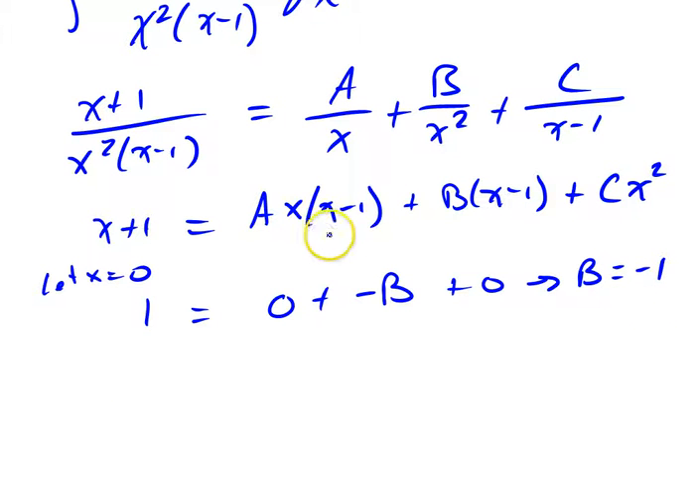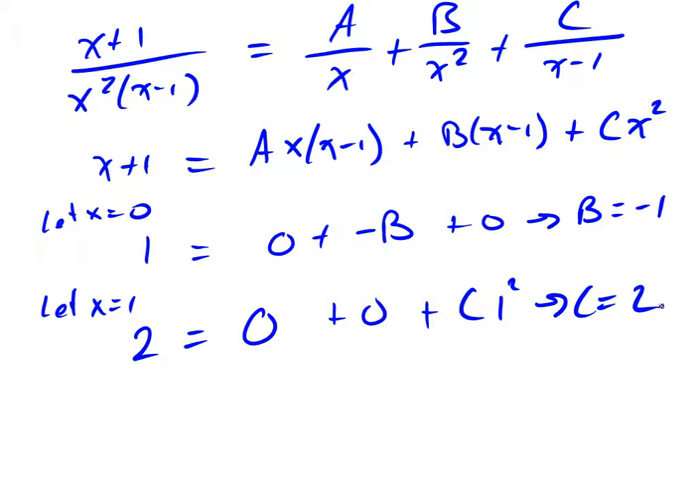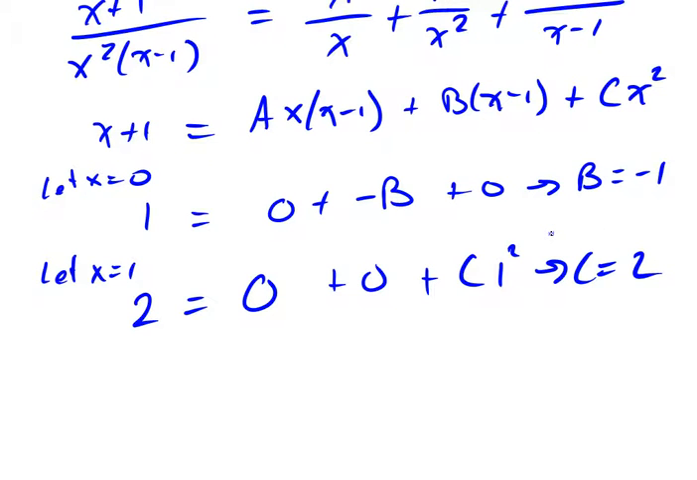I'm going to plug in x equals 1. So this tells me that 2 is equal to a times 1 times 0. That's still 0. B times 0 is 0. And I've got c times 1, so that must be c times 1 squared there. So that tells me that c equals 2. I've got to plug in one more. I plugged in 0. I plugged in 1. You know, pick your next favorite number. I think I'm going to plug in minus 1. Let x equal minus 1.